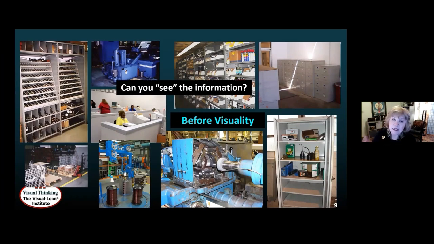This is the pre-visual state. This is the post neat and clean that you get from 5S state. It's orderly, it's neat, it's clean. But is it talking to you? Is the workplace connected with you through your senses? Can you see the information?